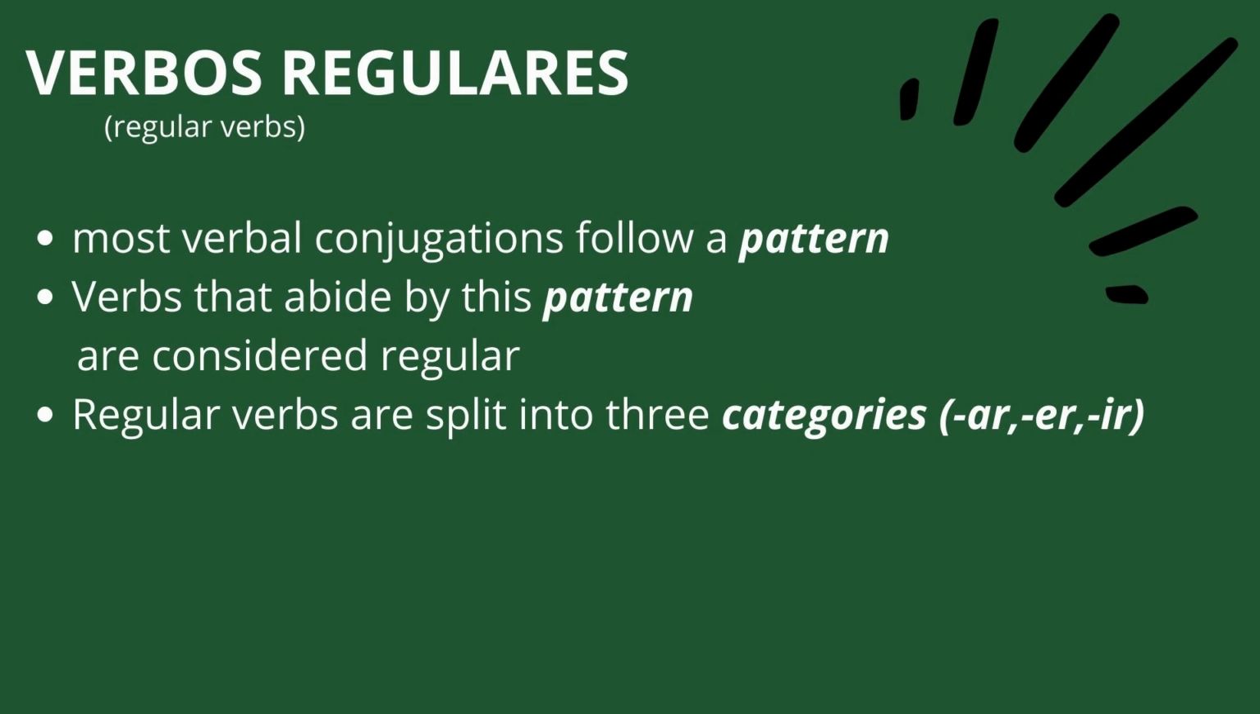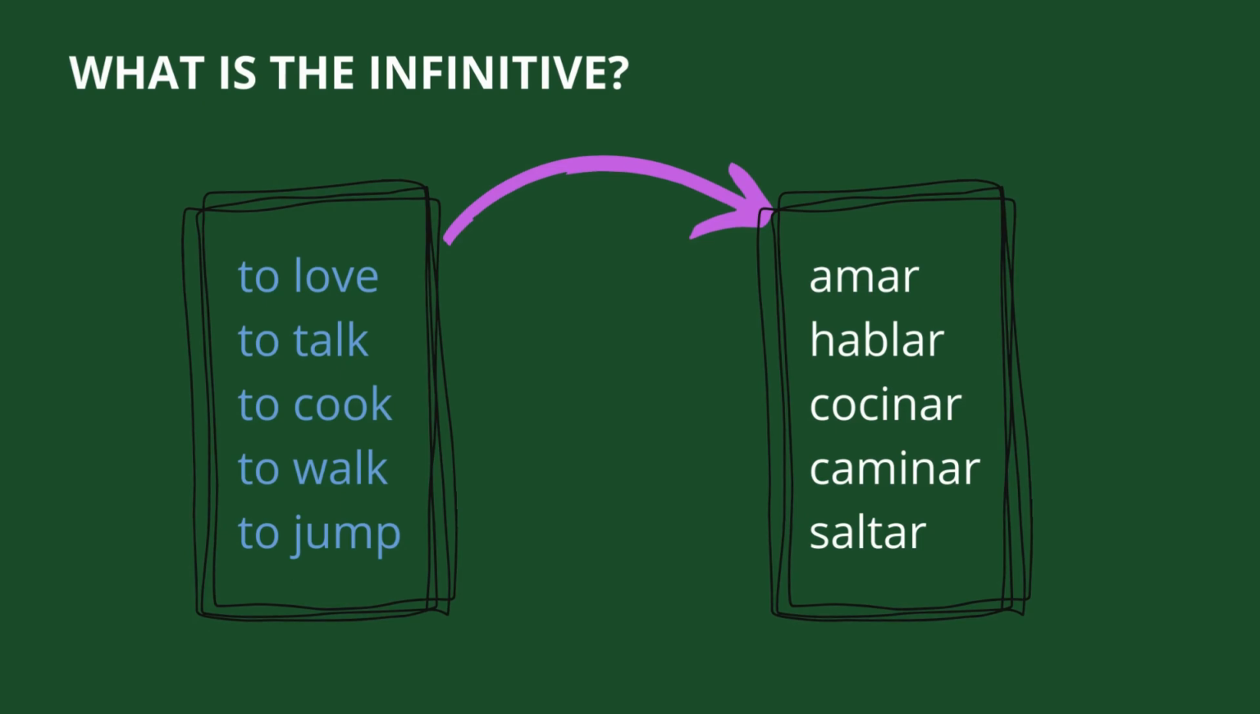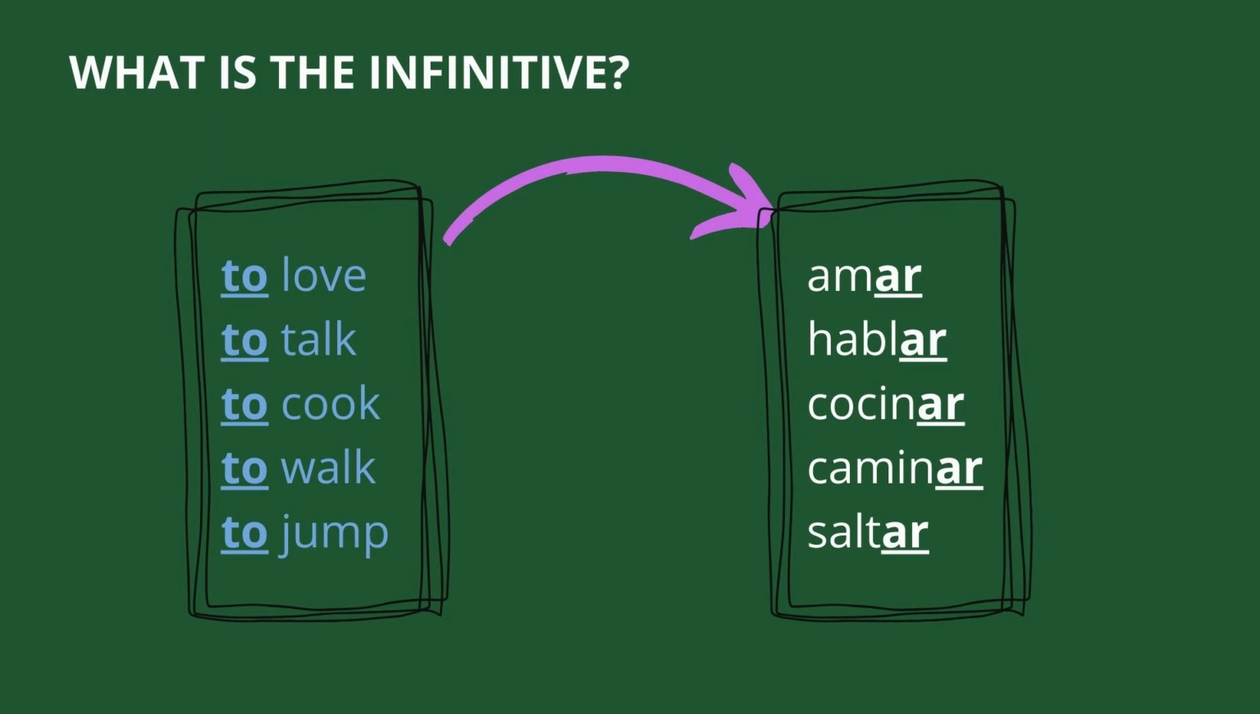Now, in Spanish, verbs are split into 3 categories. Today, we're only going to be going over the first conjugation, also known as the AR conjugation or termination. Let's go over what the infinitive means. Here on the left, we have a bunch of English verbs in the infinitive form. To laugh, to talk, to cook, to walk, to jump. The infinitive form is given by the to preposition. That's what tells me that the verb is an infinitive. In Spanish, we don't have an additional word for the infinitive, we just look at the termination.